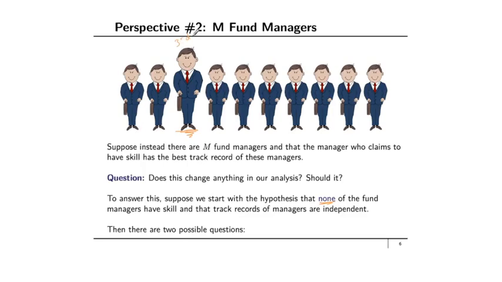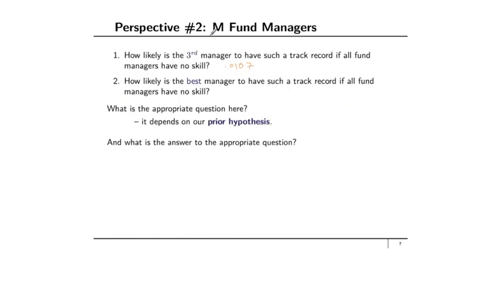And so what I mean by prior hypothesis is the following. Did we identify this third manager in advance? Maybe this third manager was our friend or our cousin or somebody else we specified in advance before we saw any data. If that is the case, then this question is the more appropriate question. We've seen the manager in advance. We're interested in his performance, not because he was the best performing manager, but because he was the third manager or some manager we've seen in advance.